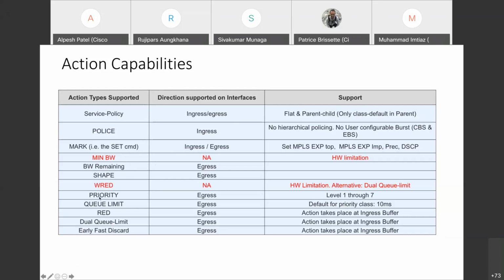The rest is supported: priority is supported on the egress, queue limit is supported on the egress, and dual queue limit, which is the compensation for WRED, and then early fast detect, these are on the egress side. Policing is only on the ingress side. As we talked about a couple of slides earlier, policing is not supported on the egress side because there is no drop on the egress side. The traffic is sent from the VOQ based on the credit grant. Once you have the credit grant, it means that the output queue is available to transmit the packet. There is no point of dropping on the egress side, so policing is not supported on the egress.